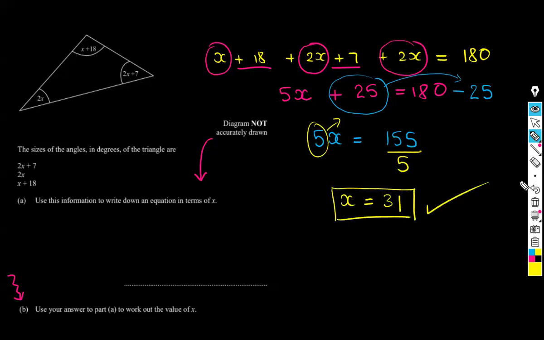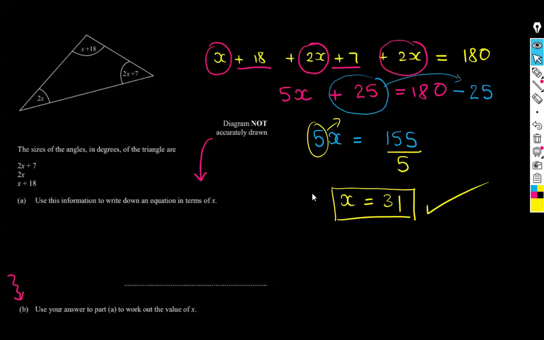Now, a lot of people did get 31. Okay? Look for your mistakes for the people who got 29.